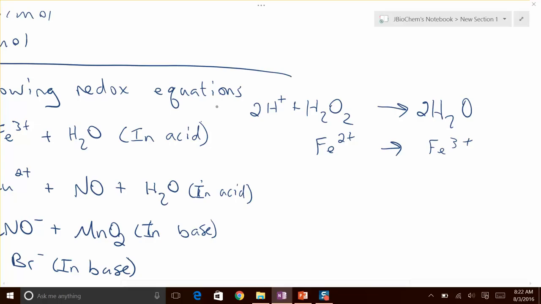How many electrons did I gain? For each oxygen I gained 1. But how many oxygens are there? 2. So that's 2 electrons that I gained. I gained electrons, so they are a reactant, part of the reaction. Now look at Fe2+ to Fe3+. I lost 1 electron, so it is a product of this reaction.